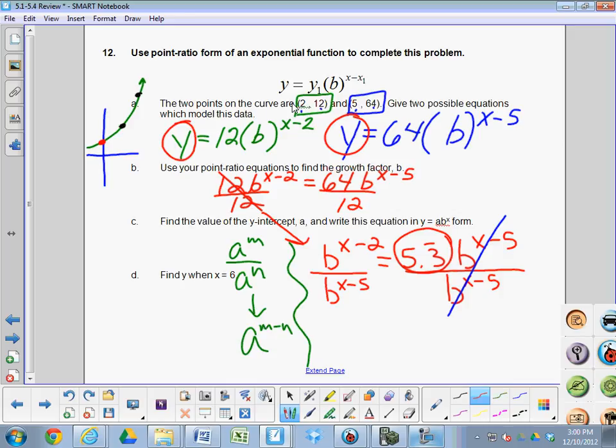So what we're going to have here is b to the blue minus green. Now, it's not that complicated if you treat the letters and the numbers separately. What happens when you do x minus x? It's gone. What about -2 minus -5? You get 3. You get b cubed equals 5.3 repeating.